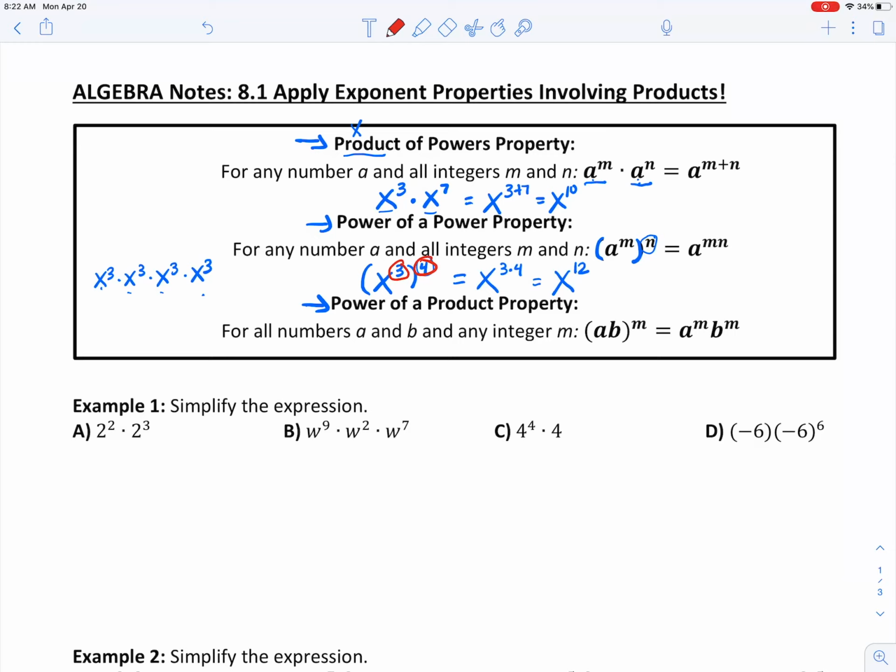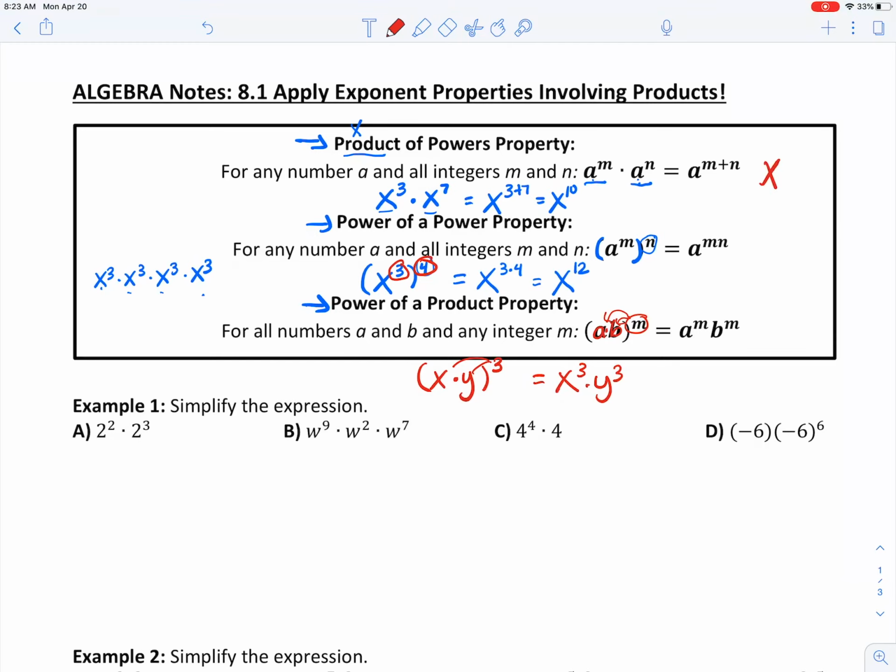All right, and the third property is the power of a product property. What that means is if I have two things that are being multiplied, and then you take that to some exponent, really what you're doing is distributing that through. An example of this would be if I had x times y, and I'm taking that to the third power. Well, this is the same thing as saying x to the third times y to the third. So it's basically taking this 3 and splitting it up into both of those variables.